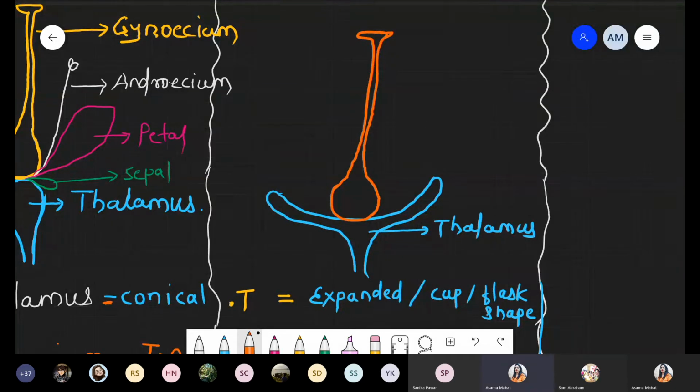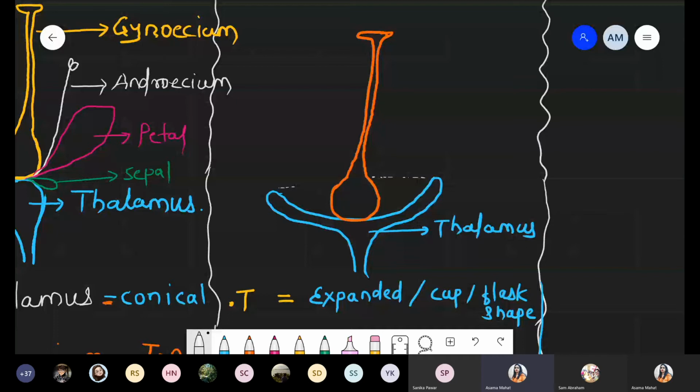Just see. If you see, I just draw one dotted line here. If you have seen up to here, this is exactly the margin of the thalamus. So approximately half is embedded inside the thalamus and half is free. Such a type of ovary pattern, such a type of gynoecium, is called half inferior or half superior, but more practically it is called half inferior. That is adhi ovary, half ovary. These are embedded inside this thalamus.